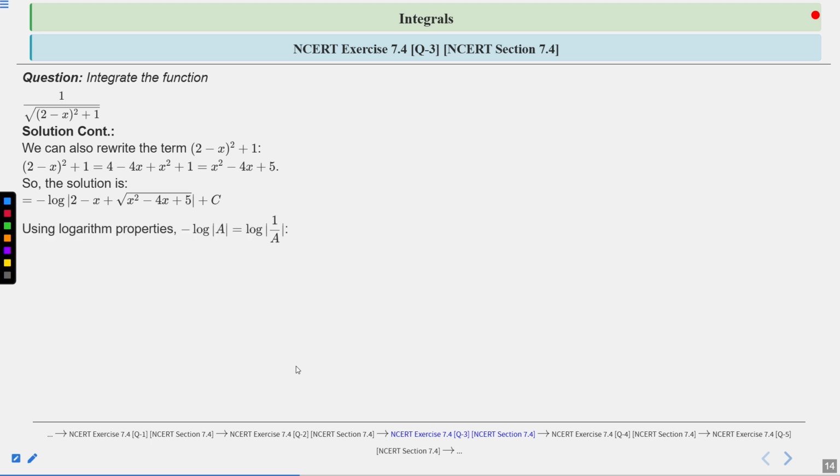Now using the logarithm property, we know that minus of log mod a is equal to log mod 1 by a. So we can write it as log mod 1 upon 2 minus x plus root over x square minus 4x plus 5 plus c.